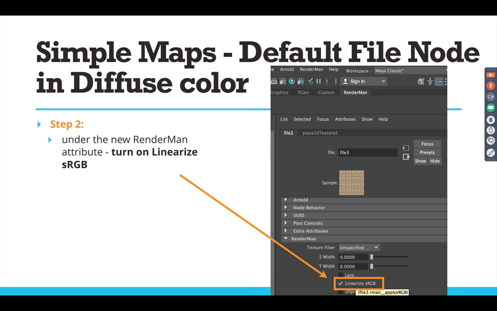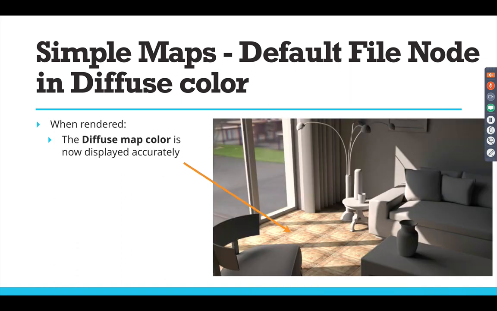You will need to do this for every diffuse file node that you use. Because if not, your color is either going to be blown out or oversaturated or just not visible at all because everything's too bright. But every diffuse map that you plug in, when you do that, then you get accurate color.